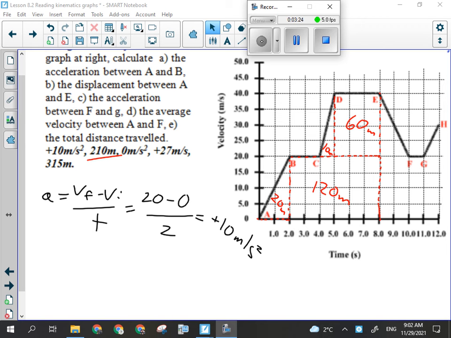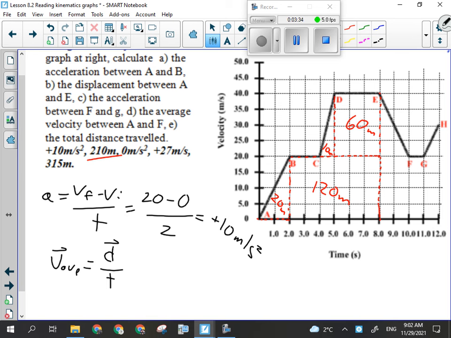The average velocity between A and F. If I'm going to get average velocity, I need the total displacement and the total time. That means I've got a couple more shapes to add to my graph here. I've got this little rectangle that has a base of 2 and a height of 20, so it'll be 40. And then I've got this one here, so now we're up to 250, plus whatever this triangle is. It has a base of 2 and a height of 20, so it's going to be 20. So we're looking at 270 meters as our total displacement.